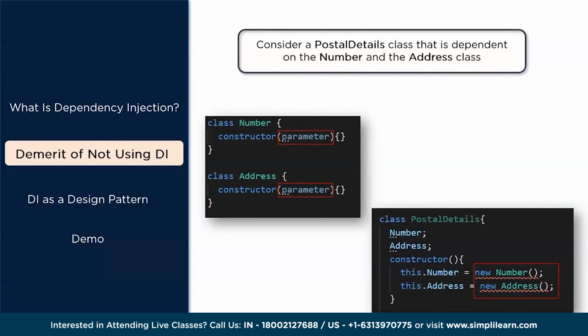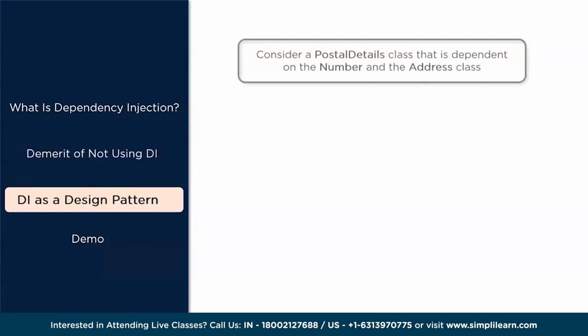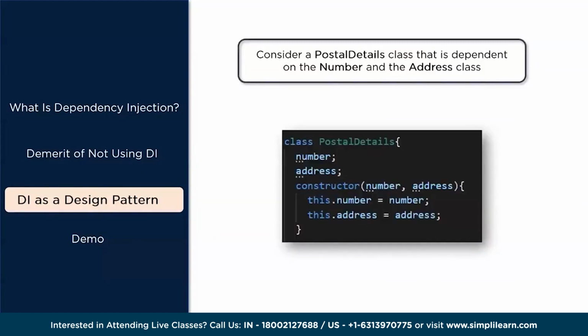Then it's going to be a chain reaction. So to overcome this, we make use of dependency injection. Now let's look at DI as a pattern. Dependency injection, as you all know, is a coding pattern where a class receives its dependencies from an external source rather than creating them on its own.